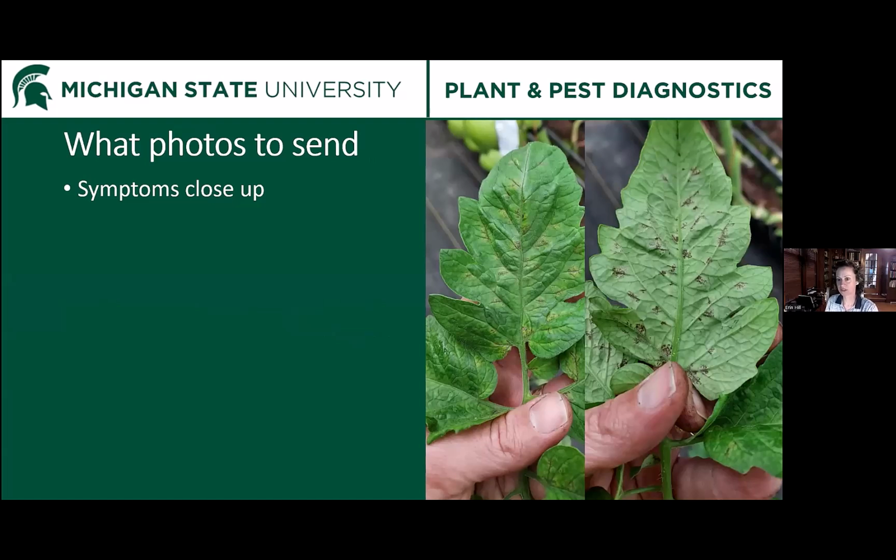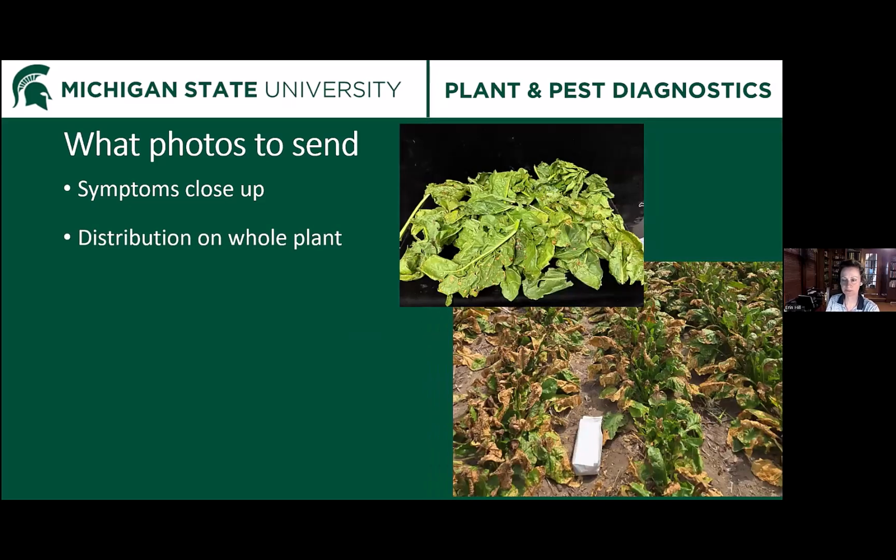So here we have a picture of a tomato leaf. This person took a picture of the front of the leaf and the underside of the leaf and sent those. When we're getting a sample, even though we have the sample to look at, sometimes things happen during transport. And so having it as fresh as possible after you've pulled it from the field is still sometimes helpful. So include those close-up photos.